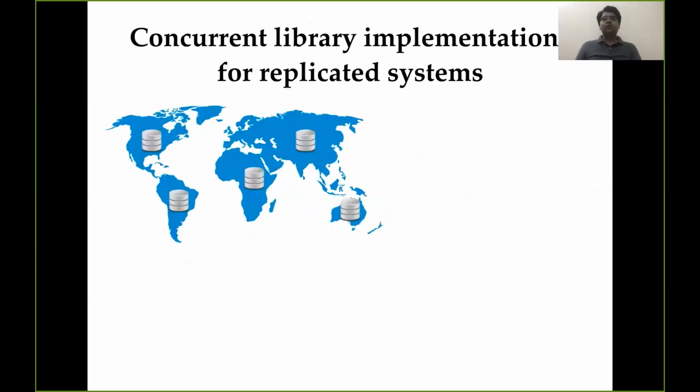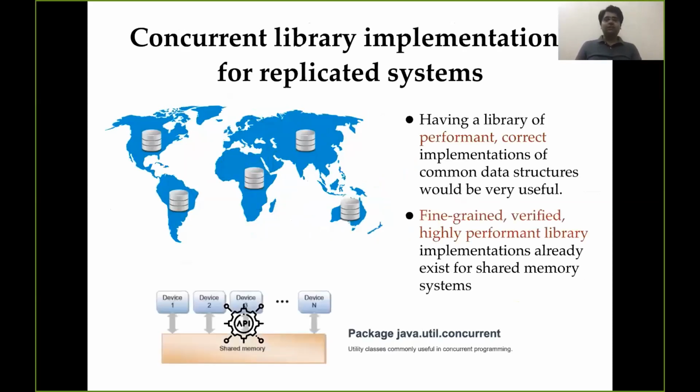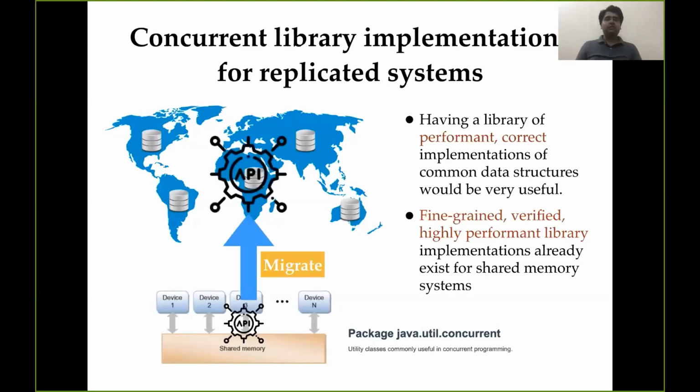Now, one way to simplify programming for replicated systems would be to have a library of performant and correct implementations of common data structures. This model of programming has been very prevalent in shared memory multi-core systems, where a number of fine-grained, verified, and highly performant library implementations are already available. For example, implementations in the java.util.concurrent package. We can think about migrating these library implementations from shared memory systems to replicated systems.